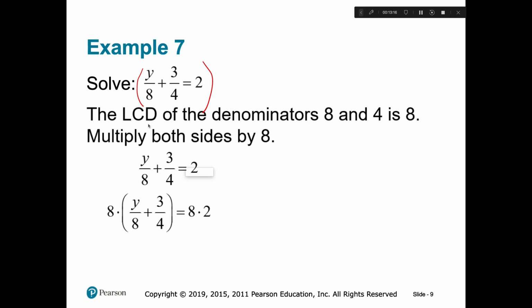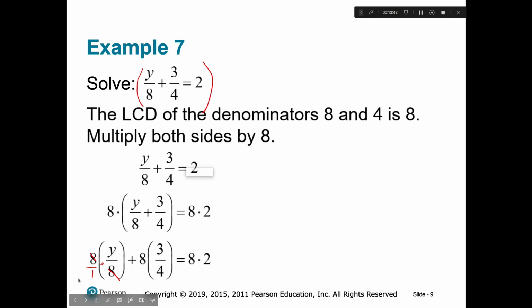So if we multiply y over 8 times 8, that becomes what? Think about this as with a 1 underneath it. We're multiplying times 8. We can cross cancel those 8s out, right? Then we just have a y over 1, which is the same as just a y. So we have just a y hanging out there after we do that.